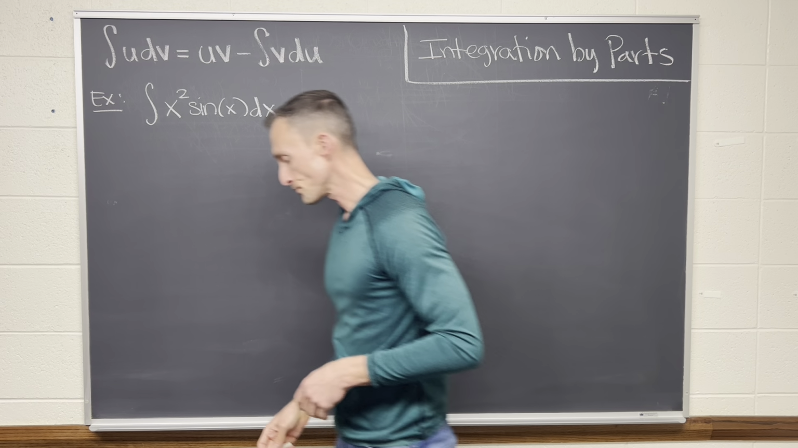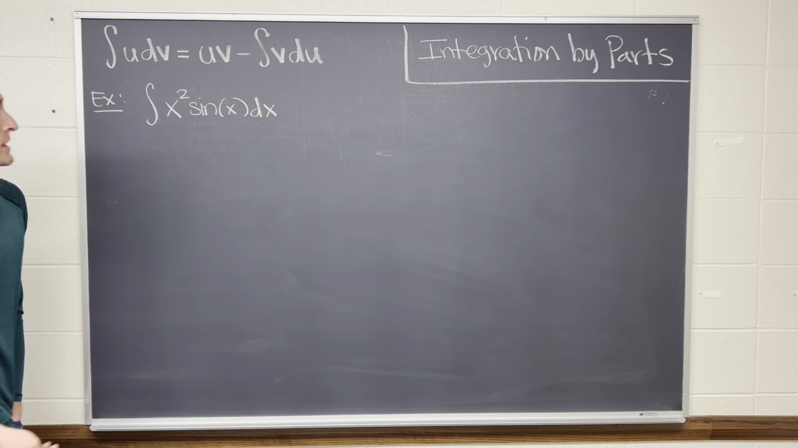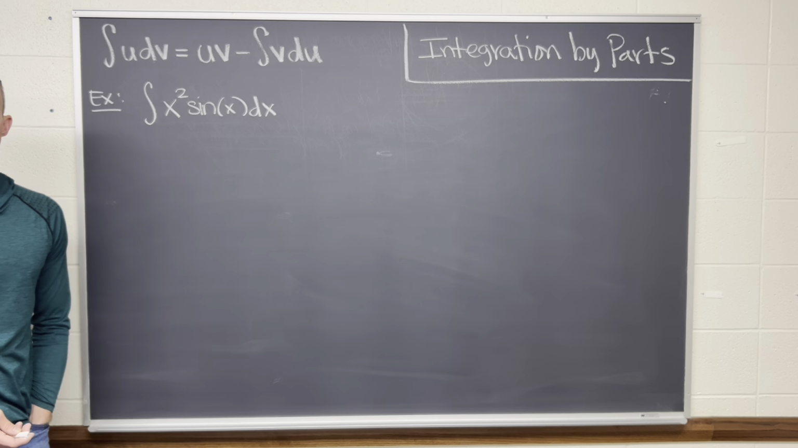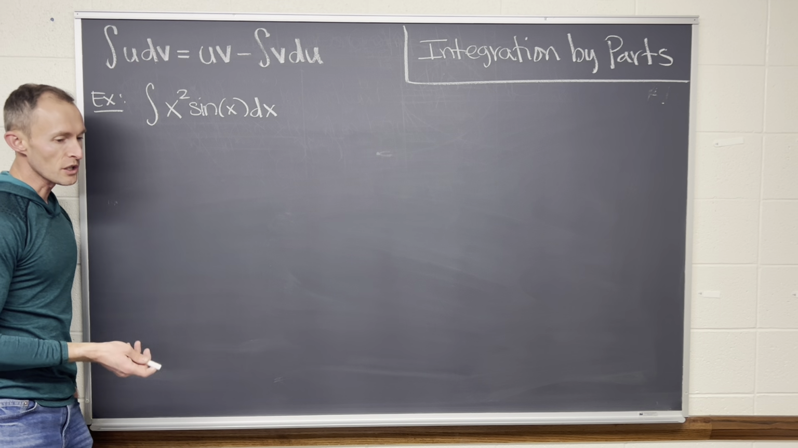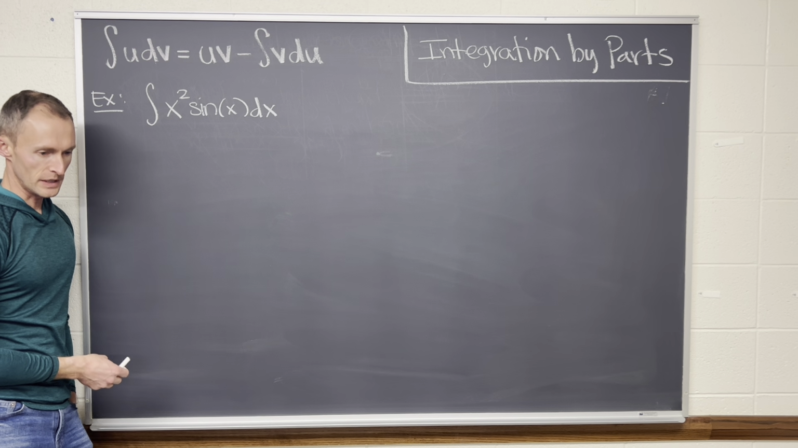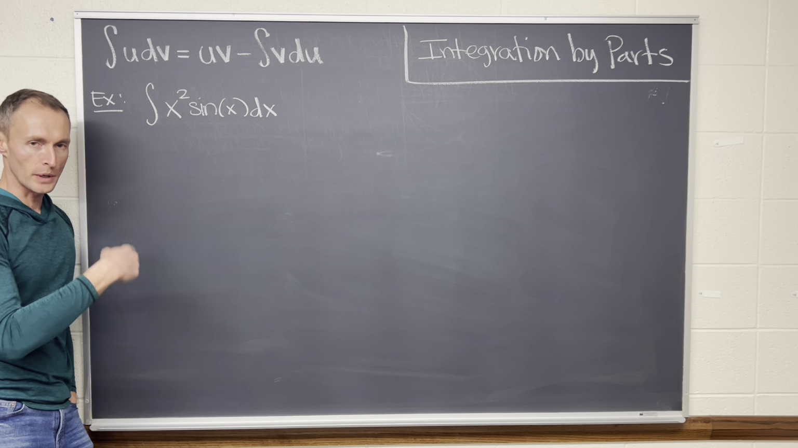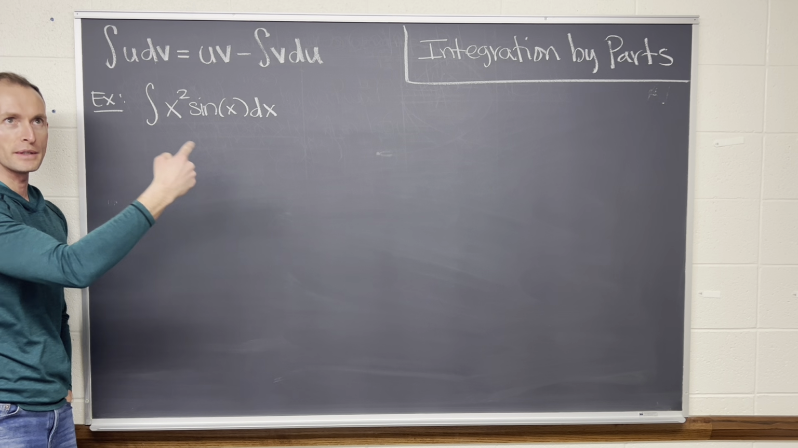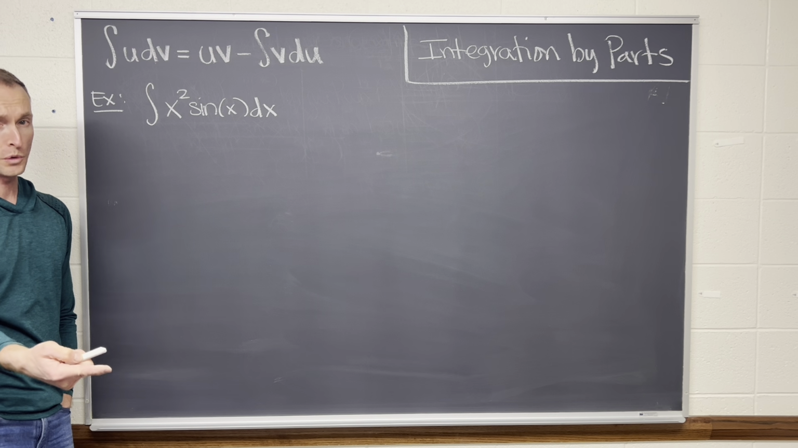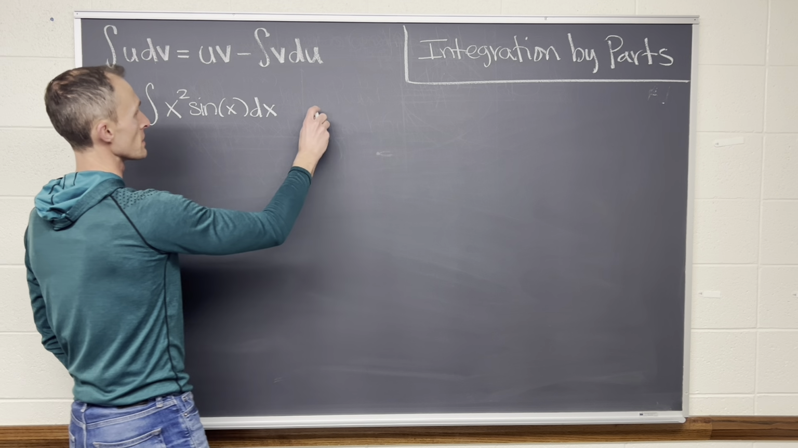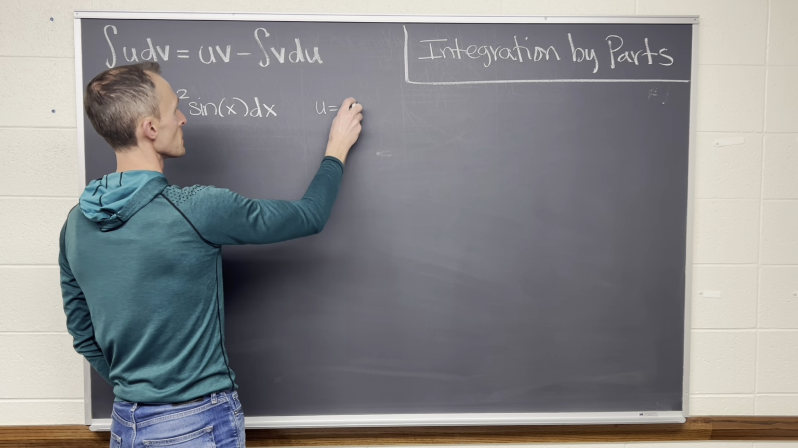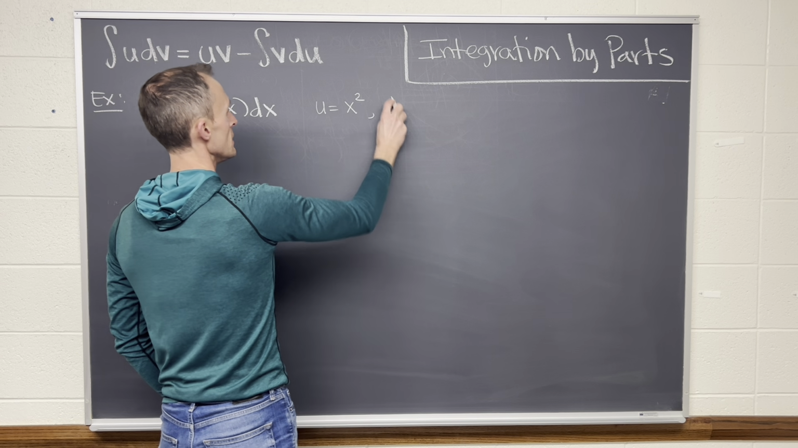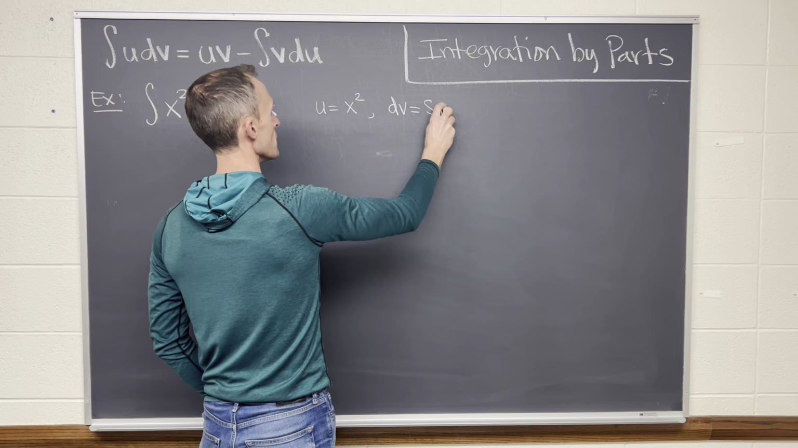Okay, here's our example. Now, the first thing we run into is, what would be a good choice for u or dv? Well, remember, u you're going to differentiate, you're going to compute its differential. So if I set u equal to x squared, the derivative is 2x, it gets smaller in degree. Okay, so that's a good choice.